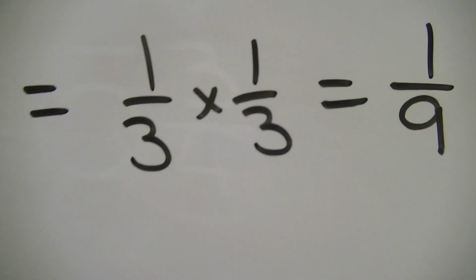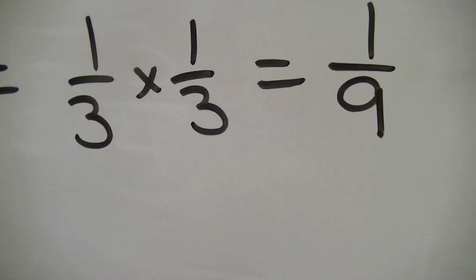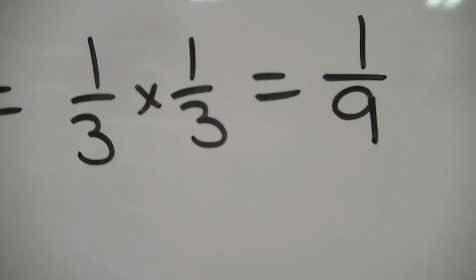So what we're left with is 1/3 times 1/3. Again, we just multiply across. 1 times 1 is still 1 on the top. And on the bottom, 3 times 3 gives us 9.